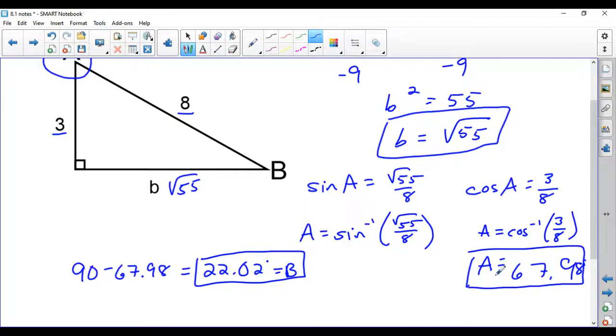This material should be a review. We'll do some applications with the trig functions and some other problems tomorrow. But for today, sign into Delta Math, and there is an assignment that says review of right triangle trig that you need to complete.